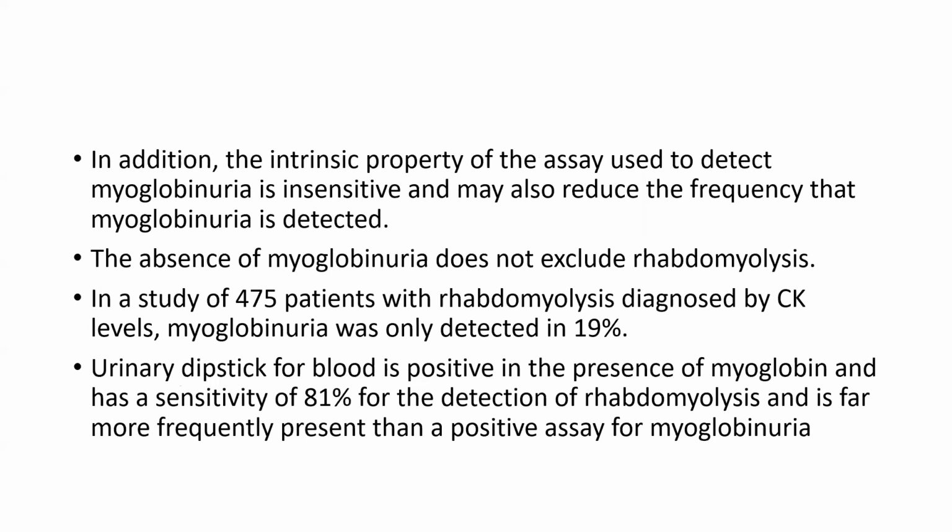In addition, the intrinsic property of the assays used to detect myoglobinuria is insensitive and may also reduce the frequency that myoglobinuria is detected. So in the absence of myoglobinuria, it cannot be used to exclude rhabdomyolysis. Studies were conducted in 475 patients with rhabdomyolysis diagnosed by creatine kinase level, and myoglobinuria was detected only in 19% of cases. Urine dipstick for blood is positive in the presence of myoglobin and has a sensitivity of 81% for detection of rhabdomyolysis, and is far more frequently positive than the assay for myoglobin.